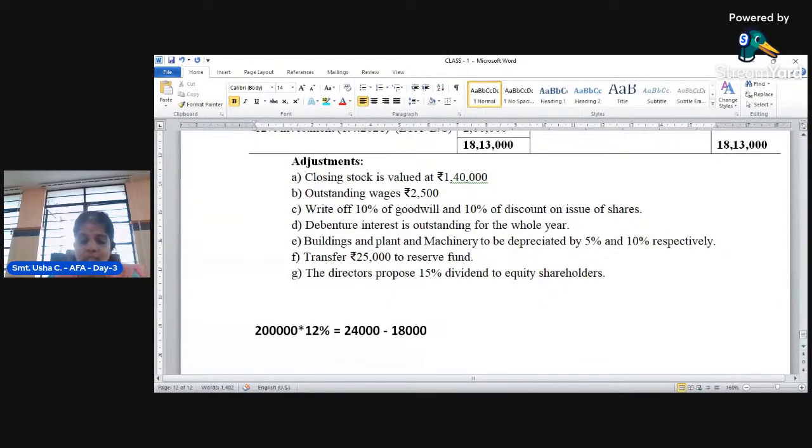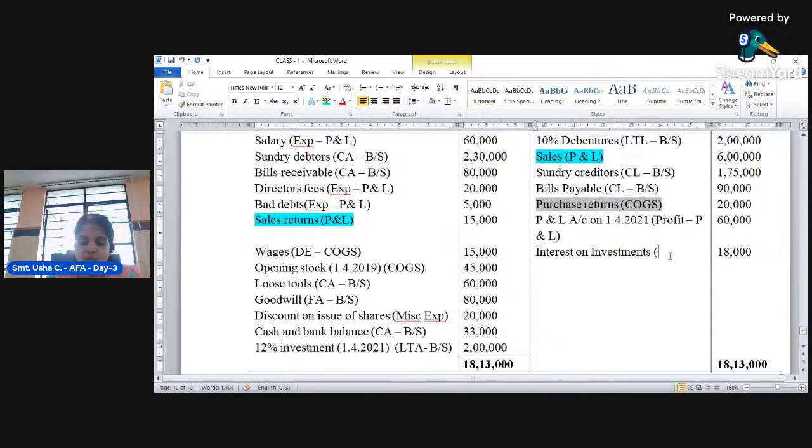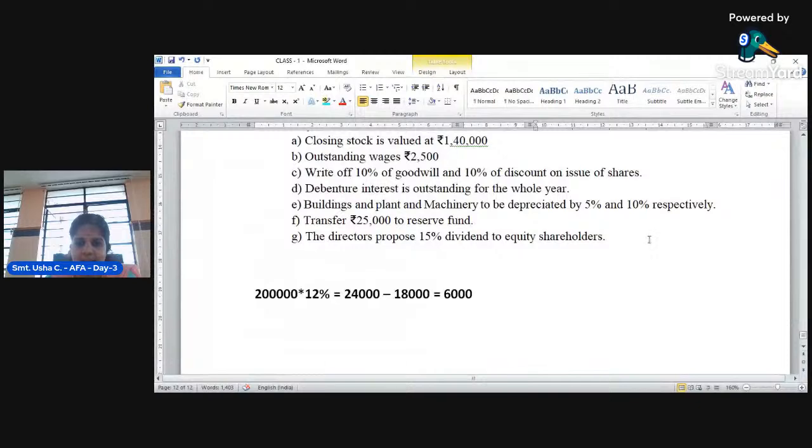This 18,000 has been earned, but how much was the company liable to earn? It was not only 18,000, it was 24,000. So how much are they still liable to receive as income? The remaining 6,000, right? This 6,000 is outstanding. The company has not yet received it, so there is an adjustment for this. You have to do that. This item of 18,000 will be taken directly under profit and loss. Understood?